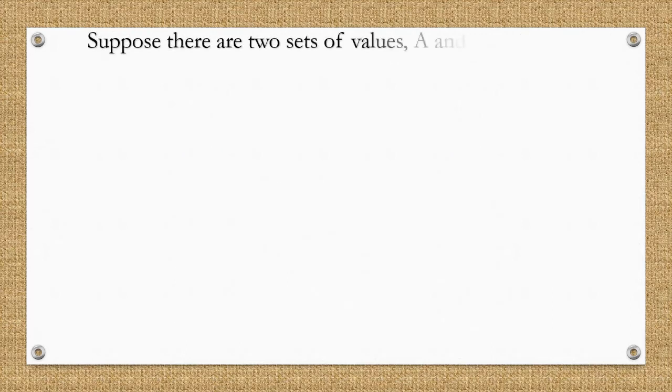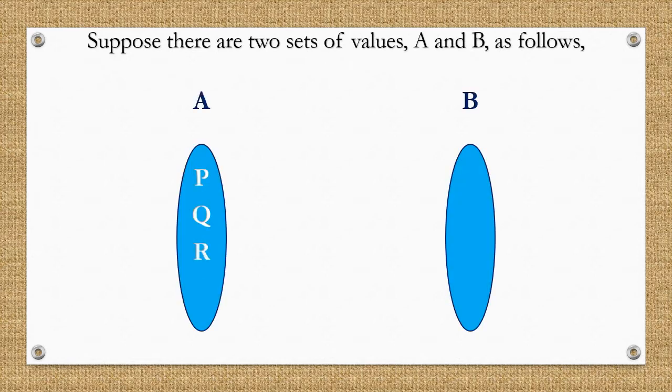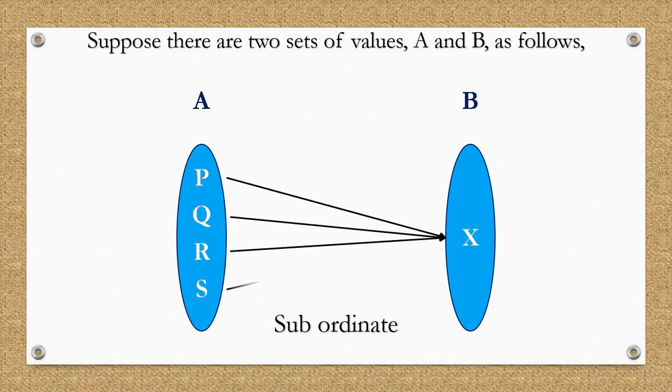Again, we will suppose two sets of values A and B. Here A is P, Q, R, S and B is X. What we can assume here to show that P, Q, R and S are all related with X is that I can show that P, Q, R, S are the subordinates of the superior X. So that way all of them are under X. That means whenever I am talking about P, Q, R, S, they are related with X. So this is also a kind of relationship which can exist between two sets of values A and B.